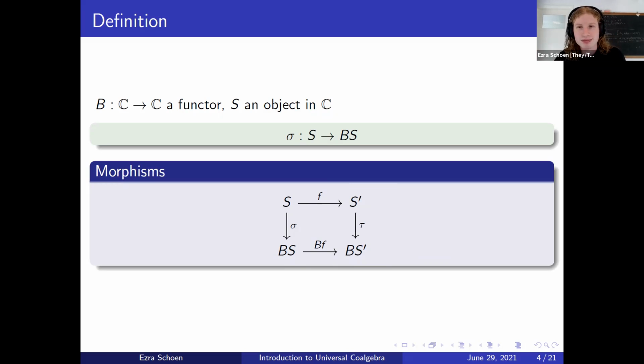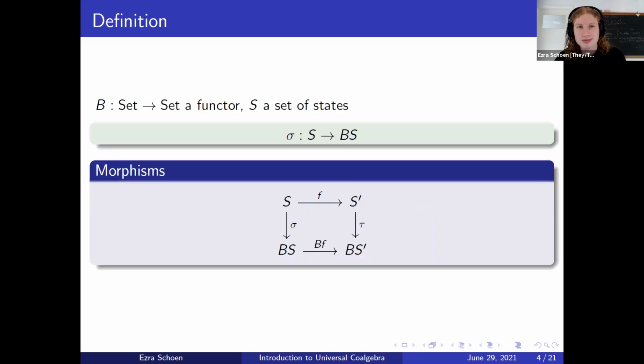Now, for the sake of simplicity, we're going to restrict ourselves to endofunctors in the category of sets, which means that S really is just a set of states. And this is for two reasons. One is that most examples that you may encounter in the wild are based on the category of sets. And also the category of sets is particularly nice, and it just makes our lives easier. But lots of things in this talk you can do in a general setting. You don't need the category of sets, but for the sake of simplicity, we're going to restrict ourselves to sets.